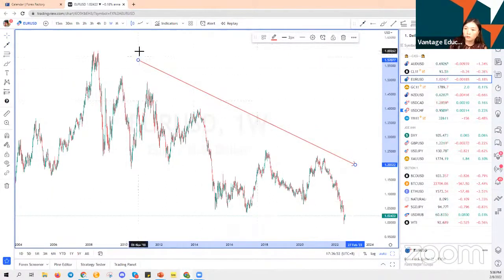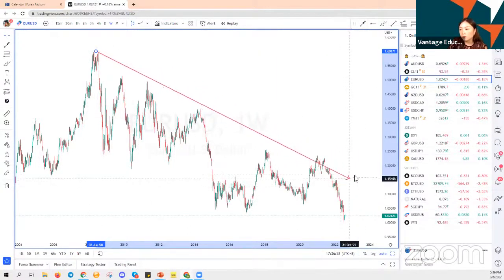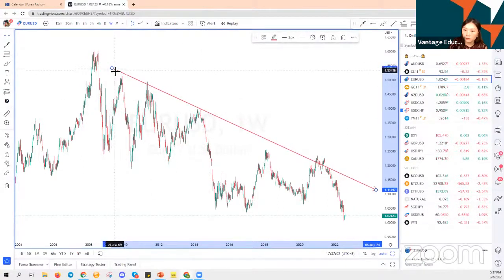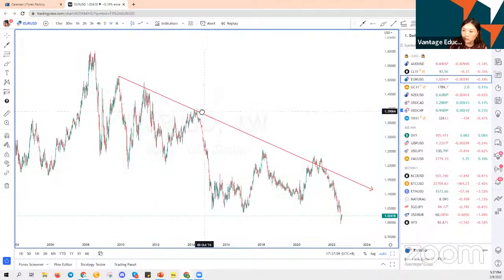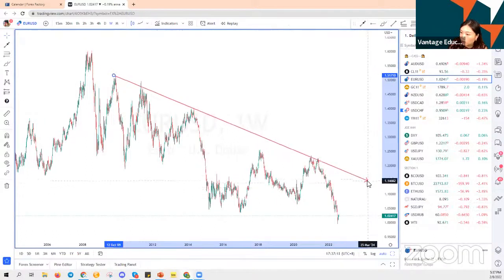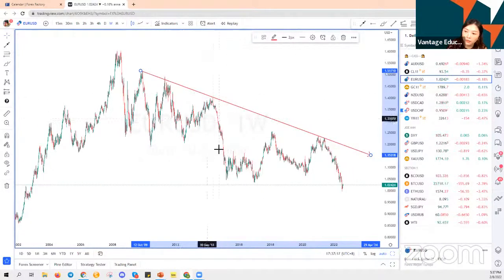In general, the market is still okay. Euro is very weak, as we can see here. In higher time frames, I will draw some important or significant trends so that I know where the market is headed, or the market sentiments. Then I'll zoom into the daily.